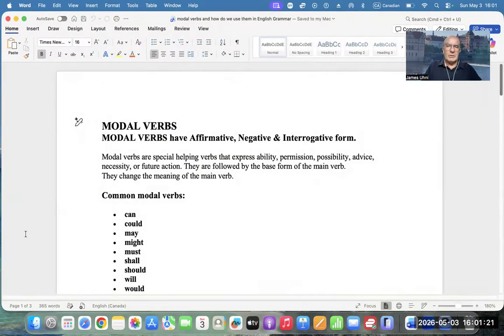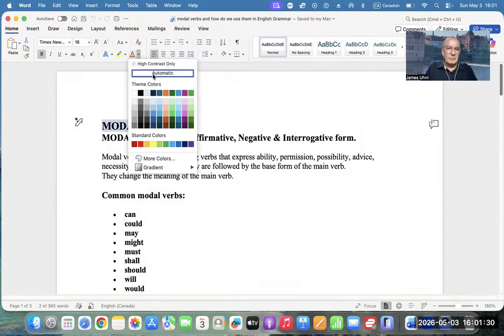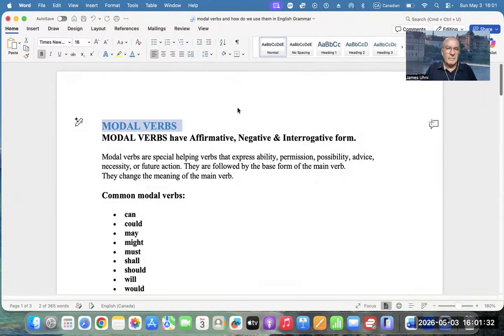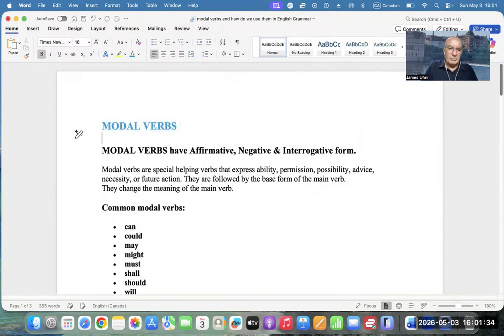And this is what it is about: modal verbs. What are modal verbs? So let's change it back into blue color. Nice. Push it a little bit further, and there we go.